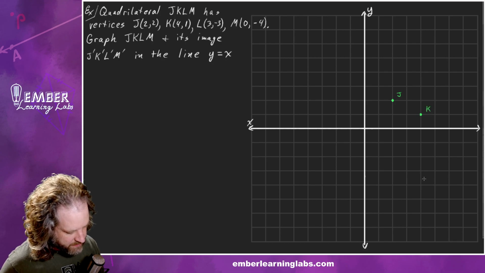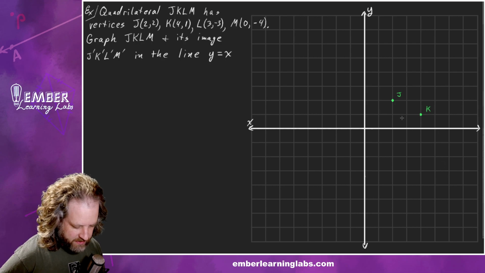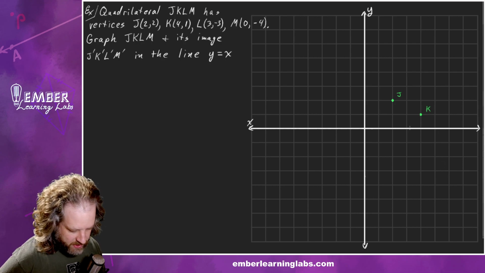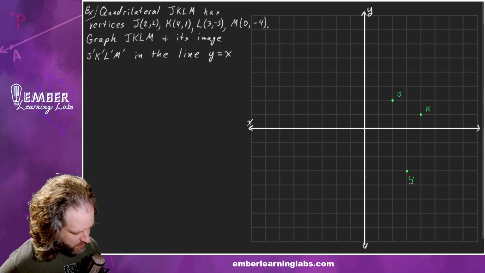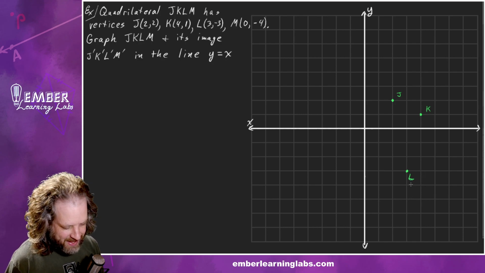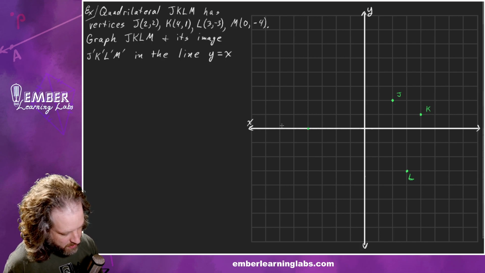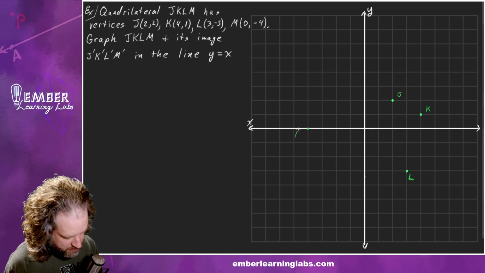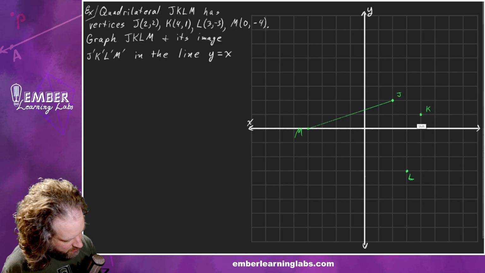So there's K. And then L is at 1, 2, 3, -1, 2, 3. So there's L. Oops, not 4. There's L. And then M is at 0, -1, 2, 3, 4. All right, so that is M. And I'm going to connect those dots.